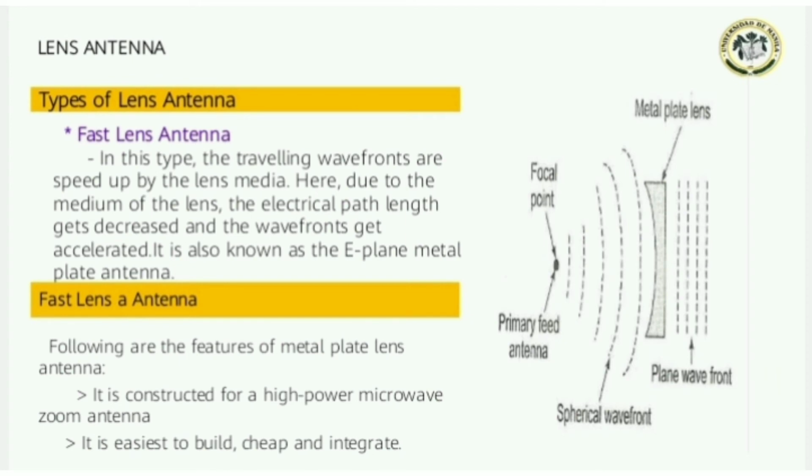Fast lens antenna. In this type, the traveling wavefronts are sped up by the lens media. Due to the medium of the lens, the electrical path length gets decreased and the wavefronts get accelerated. Following are the features of the metallic plate lens antenna. First, it is constructed for high-power microwave antennas. It is easiest to build, cheap, and easy to integrate.